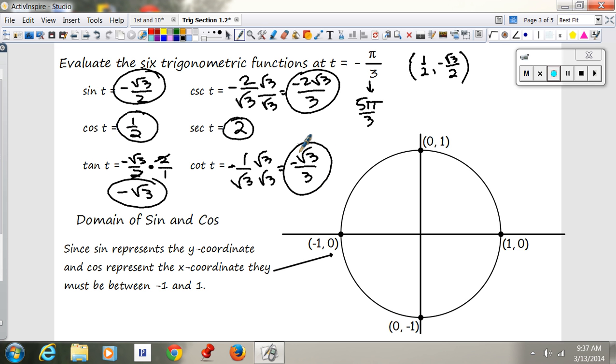So that's the 6 trig functions, even at a negative radian angle, because we know that it's actually going to be at this coordinate for that negative angle.